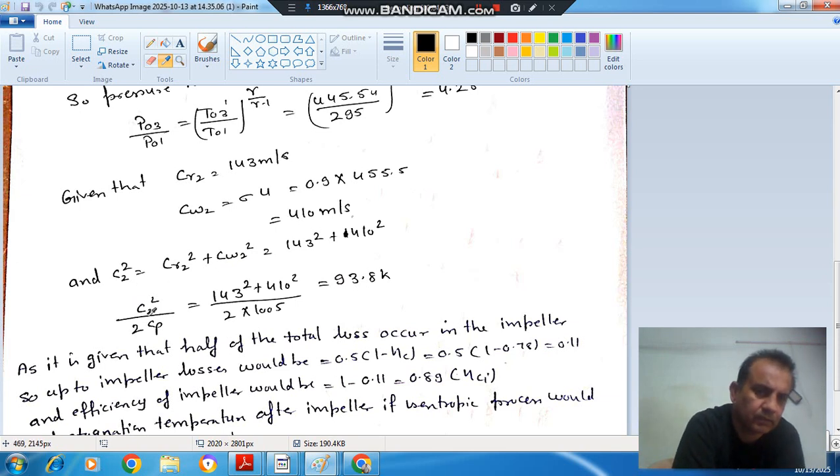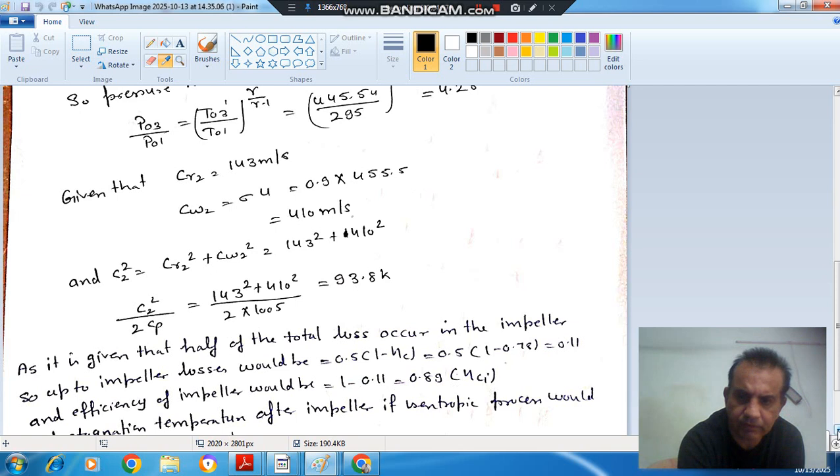Okay. So now it is given that half of the losses occur in the impeller and half of the losses occur in the diffuser, and the efficiency of the compressor is given as 0.78. So total losses are 1 minus 0.78, and as half of the losses are occurring in the impeller, losses in the impeller are 0.11. Okay. So the efficiency of the impeller would be 1 minus 0.11, that is 0.89. Okay. So this is the efficiency of the impeller part.